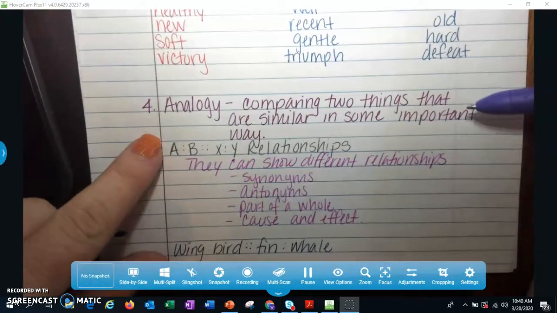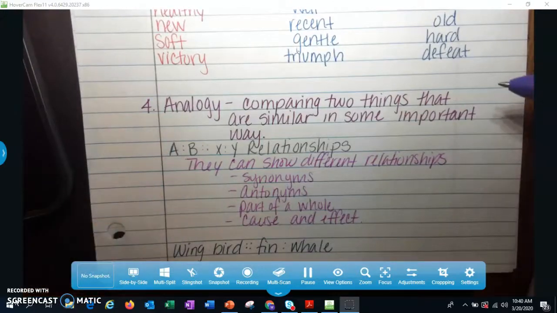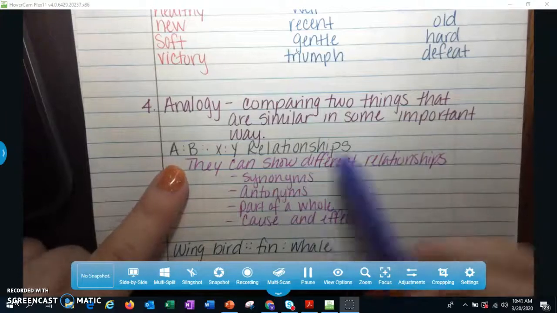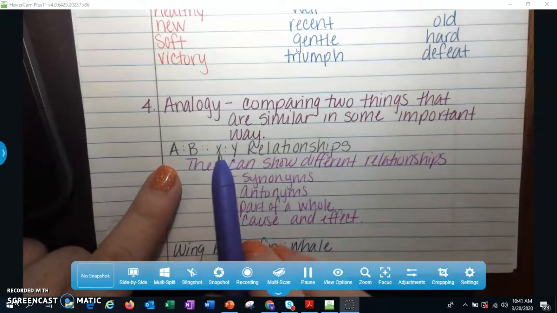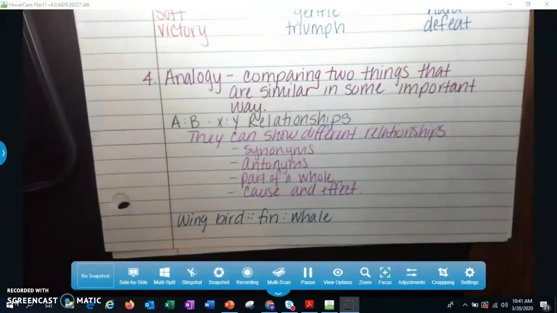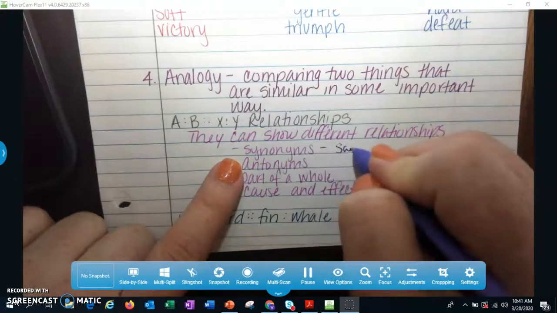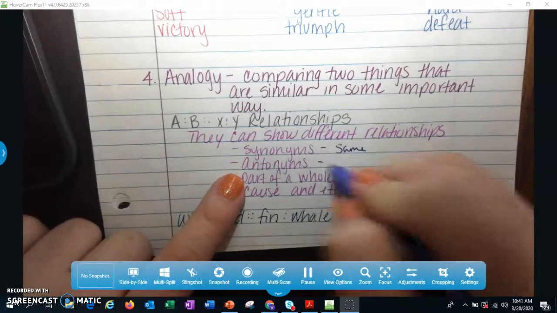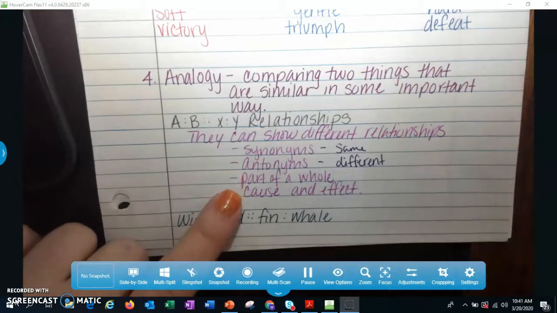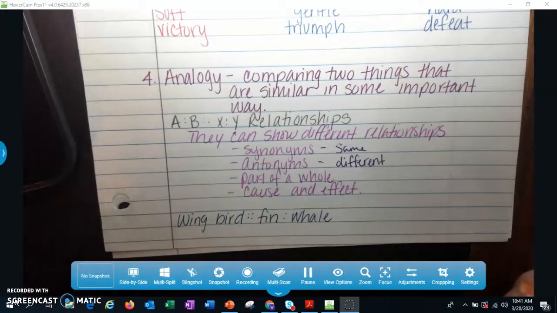Analogy is comparing two things that are similar in some important way, okay? So this looks a little bit like I'm about to teach you some algebra, but I'm not. A is to B like X is to Y relationships, okay? They can show different types of relationships. They can show synonyms, which mean same type of relationships, antonyms, which are different types of relationships, parts of a whole, and then cause and effect like we've already talked about, okay?